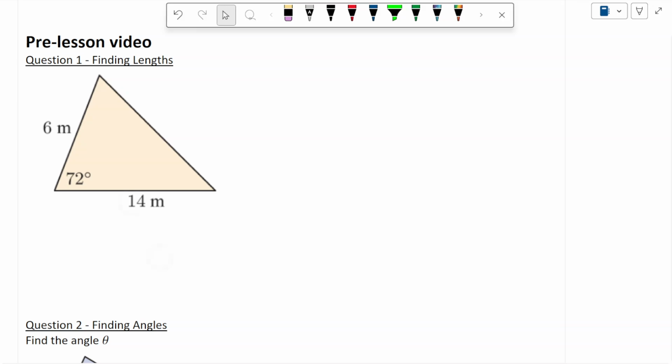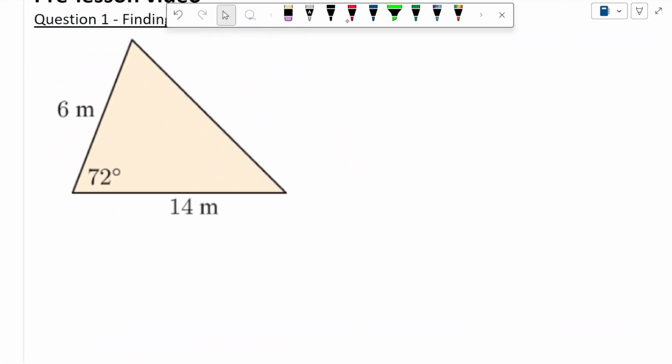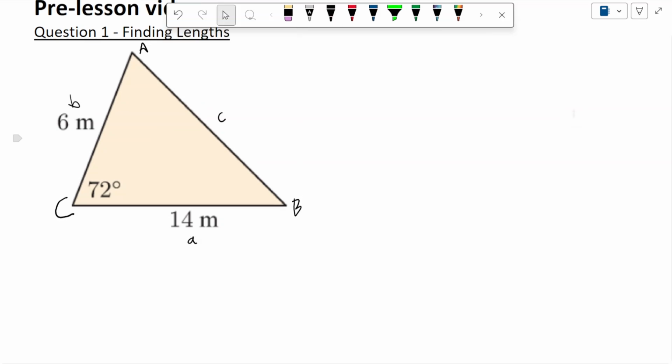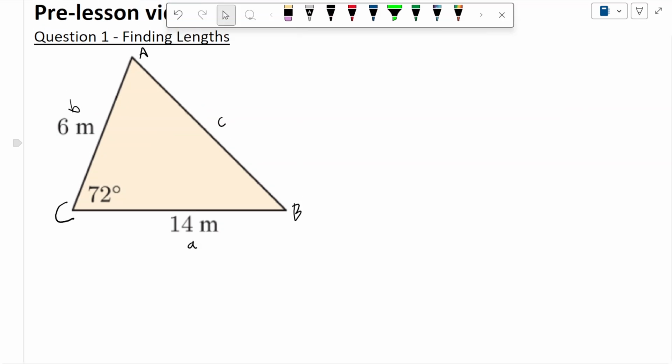So we've got to label this triangle. The way that I'm going to label it, I'm going to call this angle big C, and then little c goes across from there. I'm going to call this side here A, and so big A will go across from there. And I'm going to call this side B, so big B will go across from it. Remember, lowercase letters are lengths, uppercase letters are angles, and they always go opposite each other.